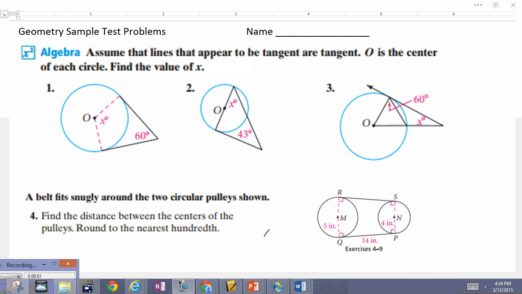Okay, one more video on going through some of these problems. Okay, these actually we're going a little bit backwards, but that's fine. Okay, coming up here, number one. All right, question is to find that angle x.